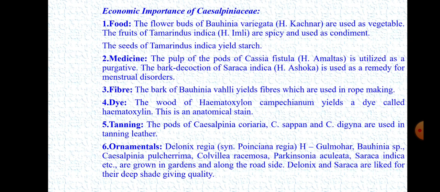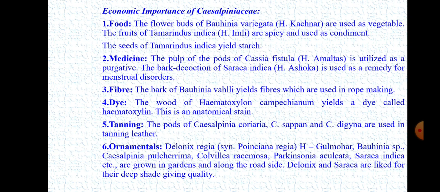Then medicinally it is very important. Cassia fistula is one of the plants whose pulp and pods are utilized as a purgative in Ayurveda, and the bark decoction of Saraca indica is used as a remedy for menstrual disorder. From the bark of Bauhinia vahlii we get fibers, which are used for making ropes. Then dye is obtained from the wood of Haematoxylon. It yields hematoxylin, which is a very important anatomical stain obtained from this particular plant.